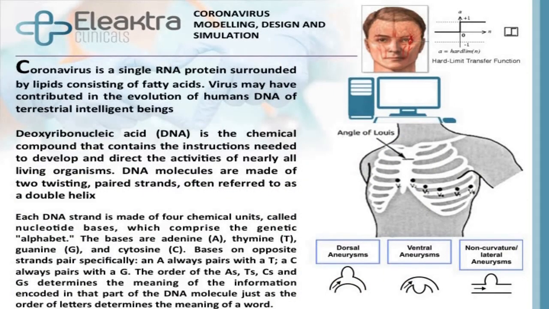The subject of genomic organization and bioinformatics, evolution of the human DNA, and the virus RNA falls under a subclass of DNA genomics, protein, bioinformatics science class. Coronaviruses are enveloped, segmented, positive-sense RNA viruses belonging to the family Coronaviridae, and other nidovirales are broadly distributed in humans and other mammals. Coronavirus is a single RNA protein surrounded by lipids consisting of fatty acids.